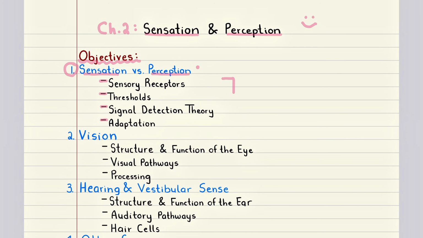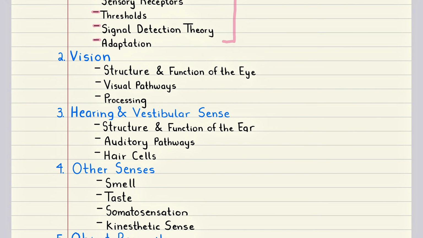These ideas are going to help explain how information from the environment is detected and how that information eventually reaches our conscious awareness. Once we have that foundation, we're going to move into vision. We're going to learn how the eye collects light from the environment, how that information travels through the visual pathway, and finally, how the brain turns those signals into the images that we experience every day.